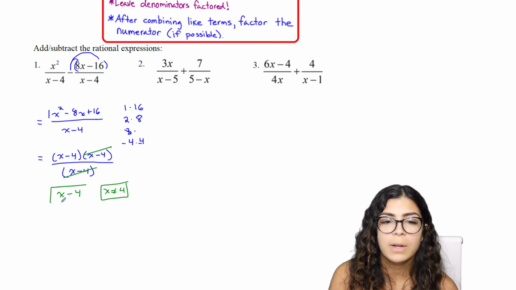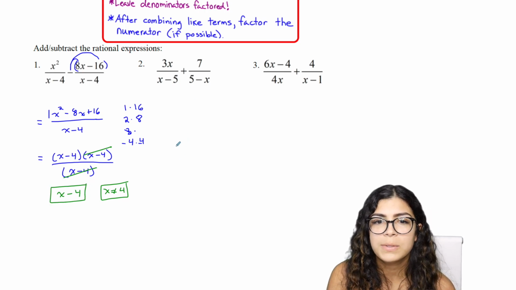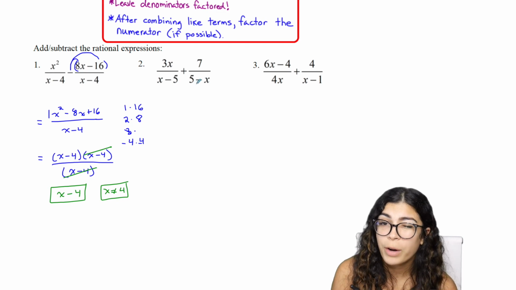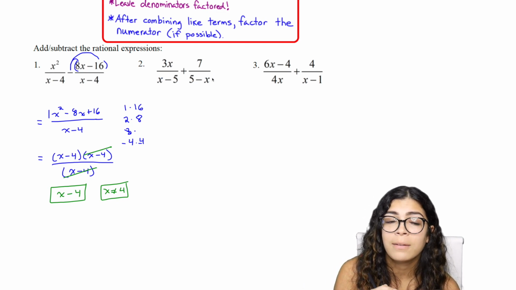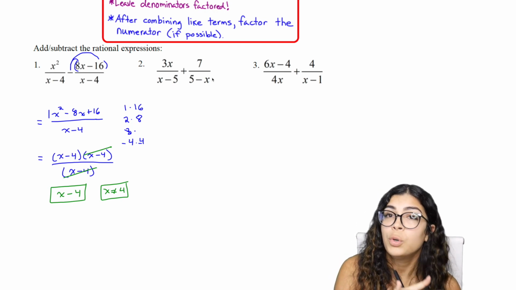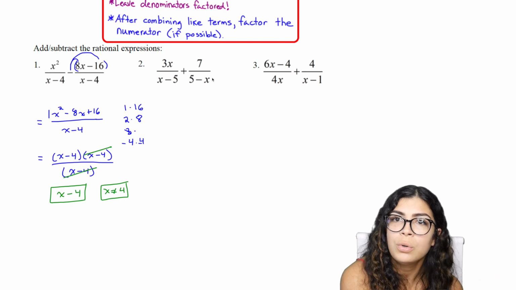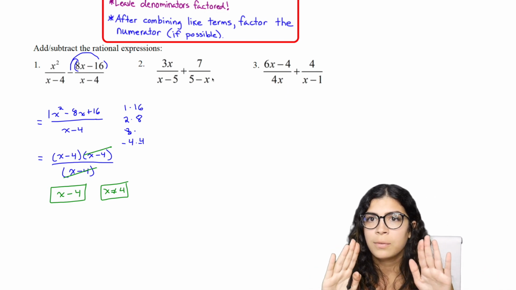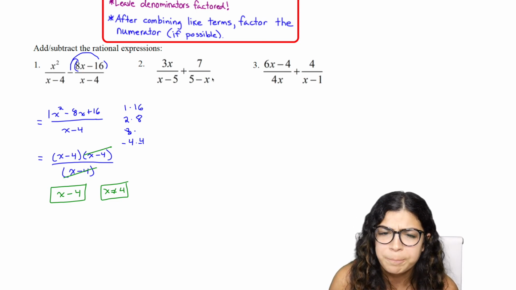All right, so let's move on to number 2. Now, number 2 is a little tricky because it almost seems like these two are the same, right? You have x minus 5 and then you have 5 minus x. But remember that subtraction is not commutative, right? So if you have 2 minus 3, that would be negative 1, versus 3 minus 2 would be positive 1. So subtraction, if you change the order, those two are not the same, right?